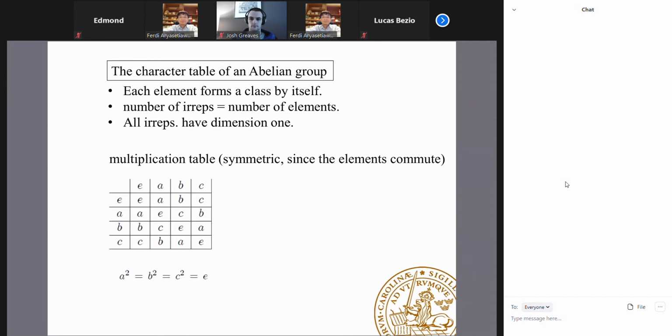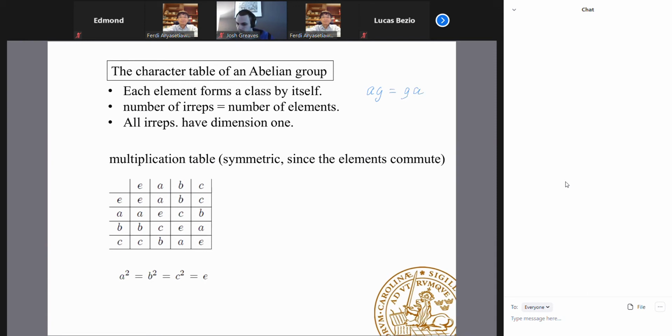So the next example I would like to consider is an abelian group with just 4 elements. So remember that an abelian group means that the elements commute with each other. So then each element forms a class by itself. This is because you have, let's say, AG is equal to GA.